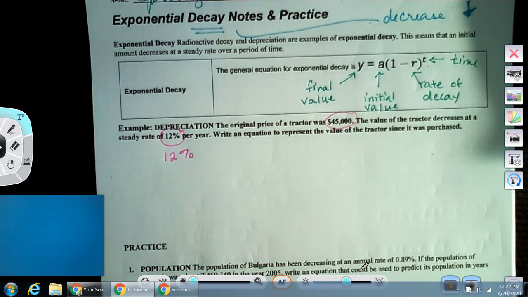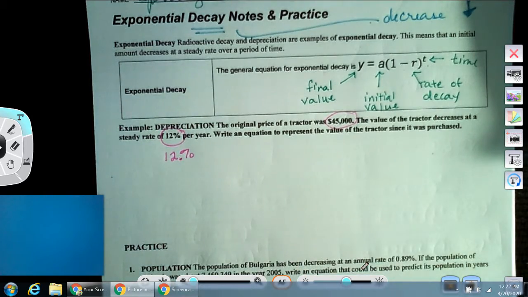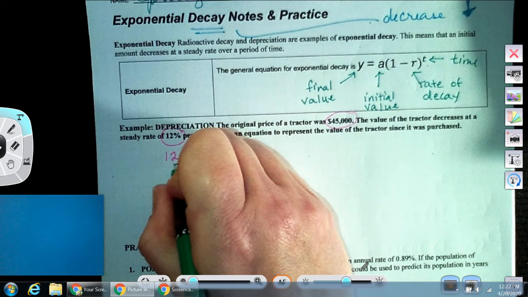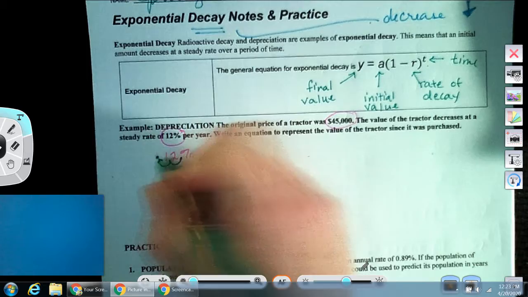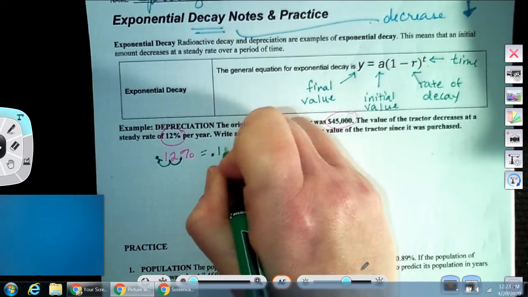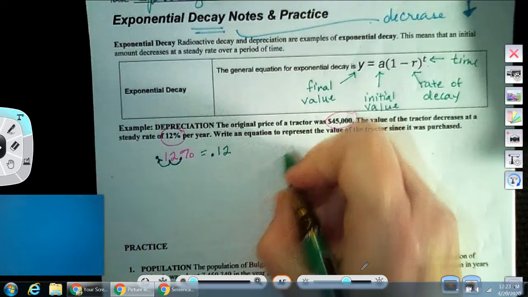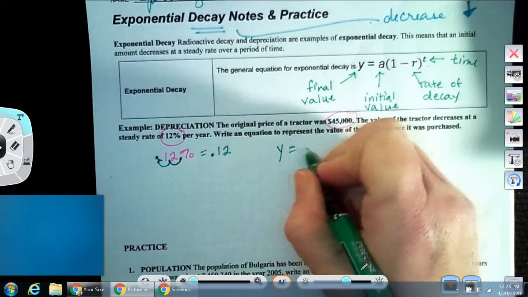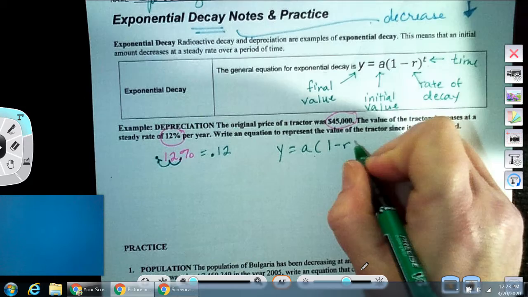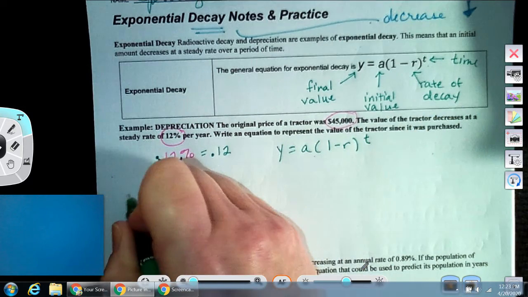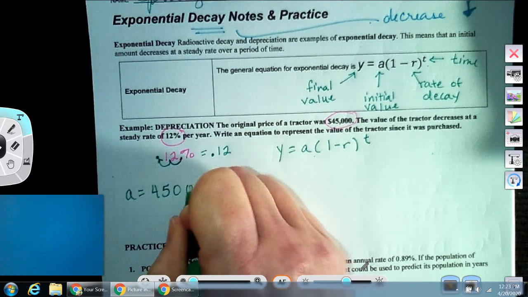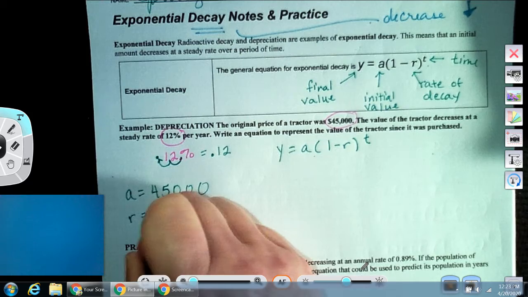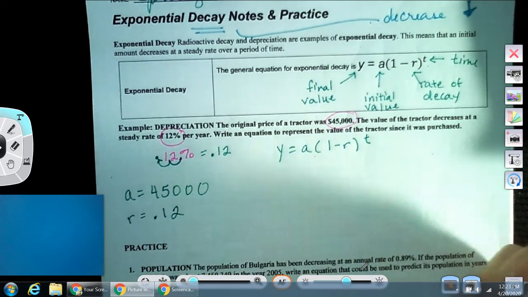Notice I don't see a decimal point there. That means it's here, 12%. That's a whole number 12. But to write that as a decimal, we have to move that decimal point 2 places to the left, which means this is the same as 0.12. So if we use our function, y equals a times 1 minus r to the t, we know that a, our initial value, is the 45,000. And we know that r is 0.12.